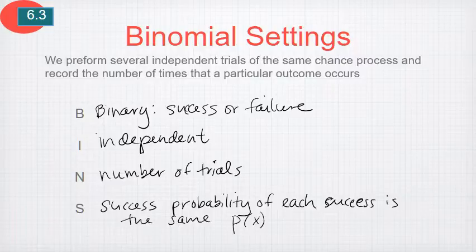So big summary, we want to make sure that we have success or failure. They're all independent. We have a set number of trials, and the probability is the same for each success. So they're all identical probabilities because they're independent as well. So make sure that we're counting successes, not counting trials.